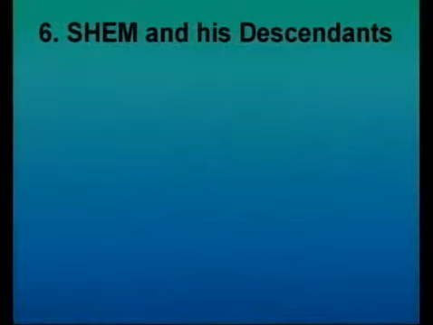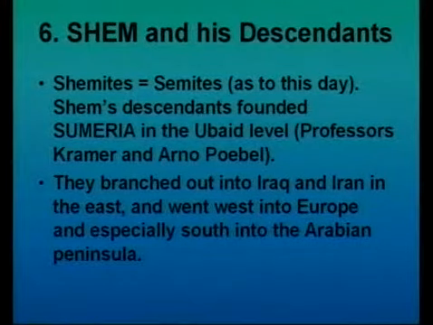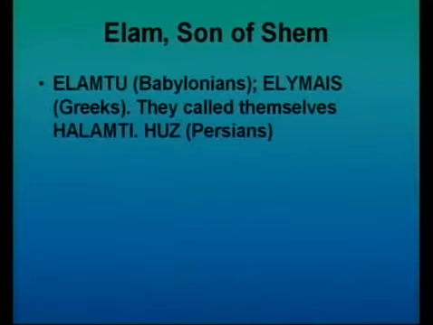Now let's look at Shem and his descendants. Of course, Shem is the father of the Shemites, or the Semites, which are known today. According to Professors Kramer and Arno Pobel, they were very much involved in the early stages of Sumeria. And it seems that Sumeria is actually a Semitic language, a Semitic name. They branched out into Iraq and Iran in the east and went west into Europe, and especially south into the Arabian Peninsula.